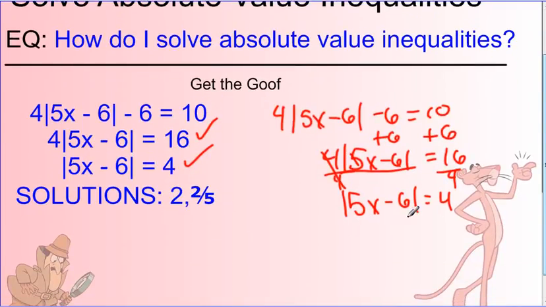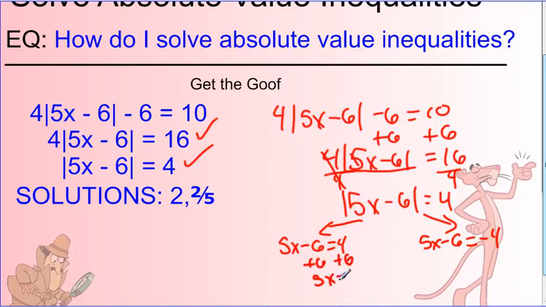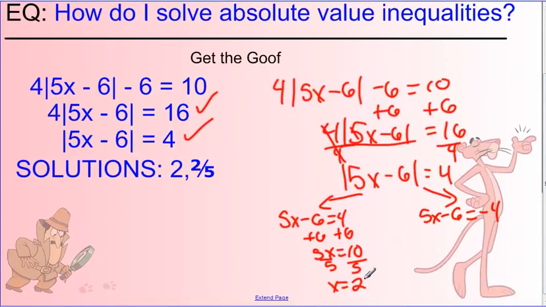When you take this and separate it into two separate problems, you have 5x minus 6 equals 4 and 5x minus 6 equals negative 4. You add 6 to both sides, you get 5x equals 10, divide by 5, and x equals 2. And on this side, plus 6 gives you 5x equals 2, divide by 5. These cancel, x equals 2/5.